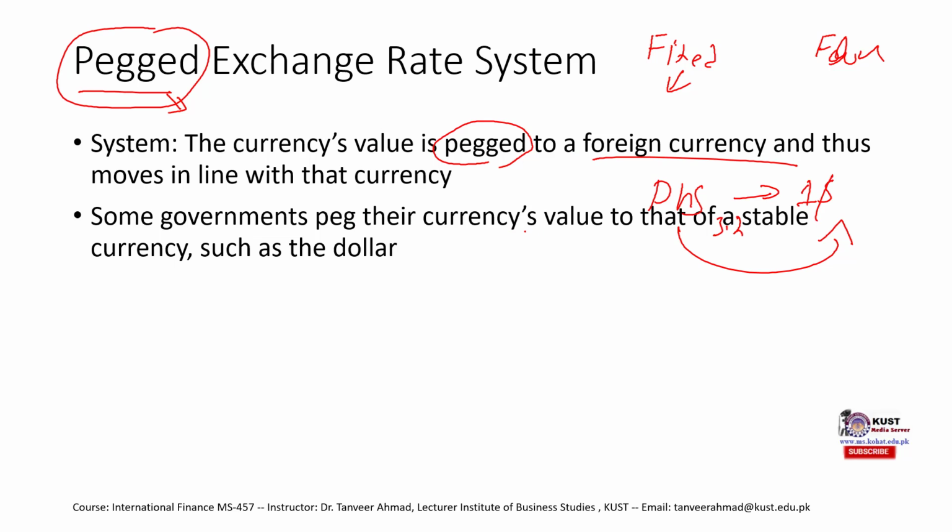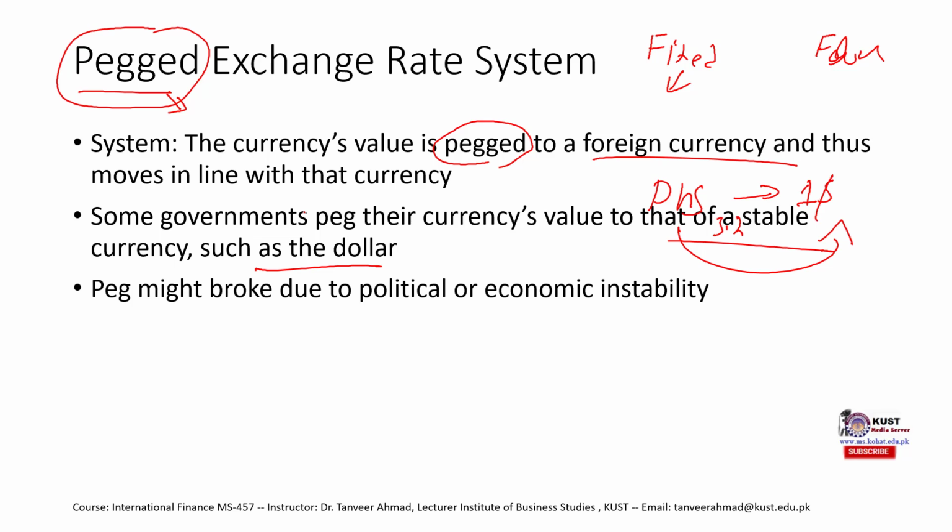So some governments peg their currency value to that of a stable currency such as the dollar. This is what we have discussed. When they link their currency, they peg it to a stable currency, and in that way their own currency also becomes stable. This is only advantageous when the peg is not broken. Before that, you need to understand how this exchange rate is kept fixed, in terms of government intervention.